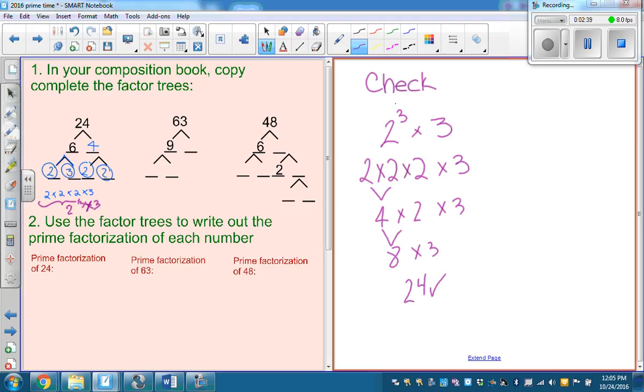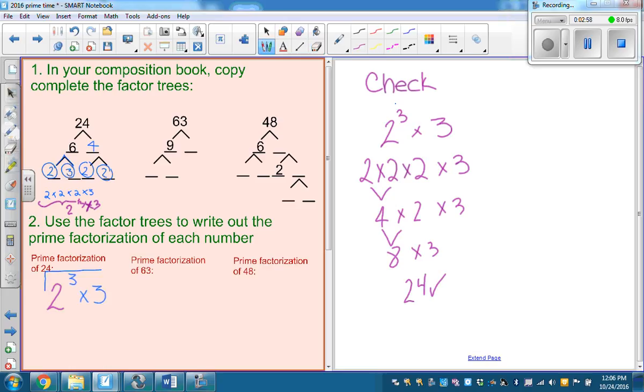So the prime factorization is just a way to write a number as a product, which means a multiplication problem, of all primes, and use exponents. So 2 to the 3rd times 3 is the prime factorization of 24.